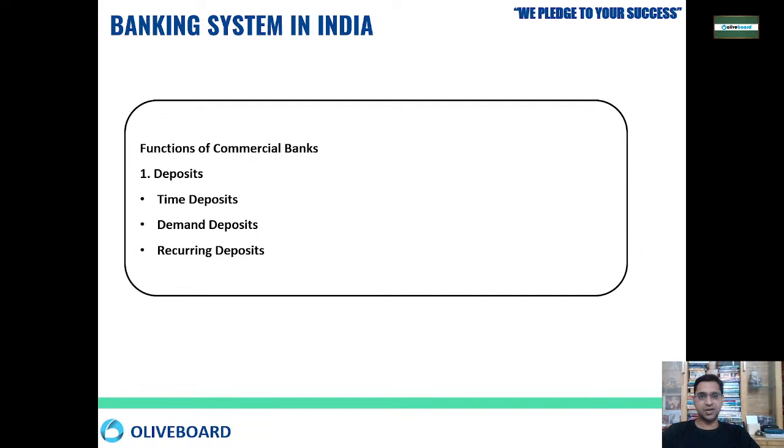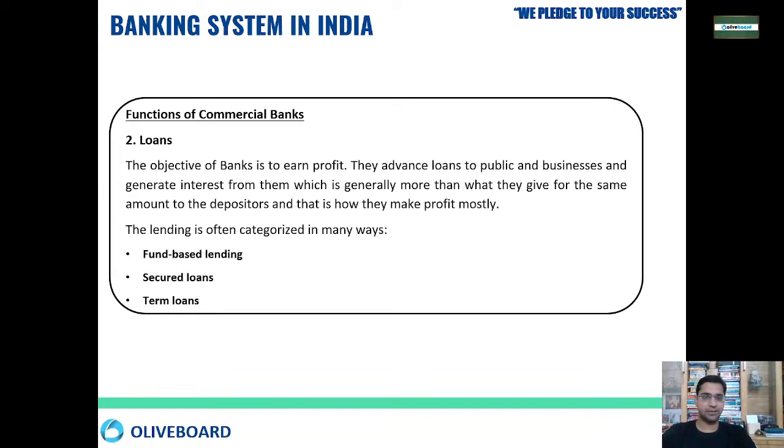Now, what are the functions of a commercial bank? First of all, commercial banks are allowed to take deposits. They take time deposits, demand deposits, and recurring deposits also. Time deposit, like you do an FD and so on. Demand deposit, like a current account or savings bank account, where you can withdraw anytime. A recurring deposit is usually for 1 year, and you get a fixed interest rate.